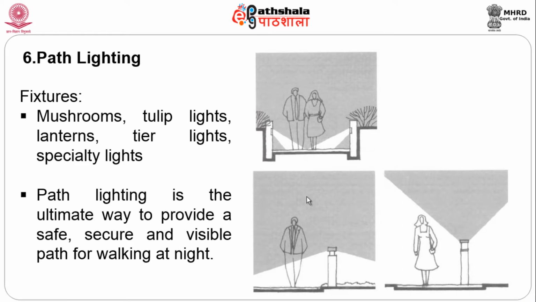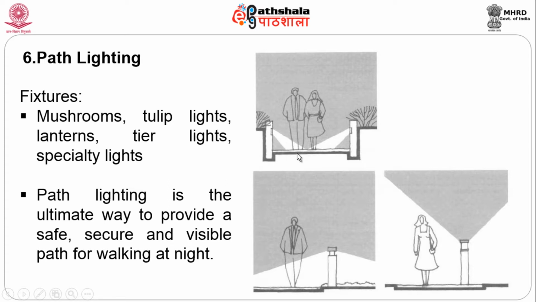Next is path lighting. The fixtures for path lighting are mushrooms, tulip lights, lanterns, tier lights and some specialty lights which have been customized for that particular space. Path lighting in general is the ultimate way to provide a safe, secure and visible path for walking at night. The purpose is well known: for all the paths to be lit for walking purpose.